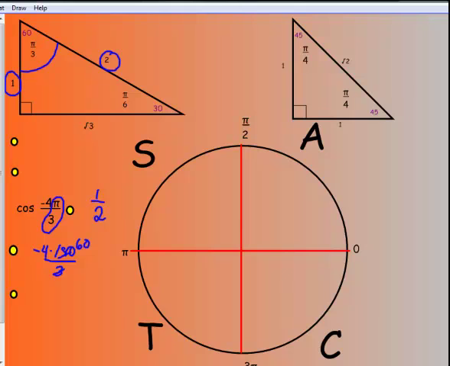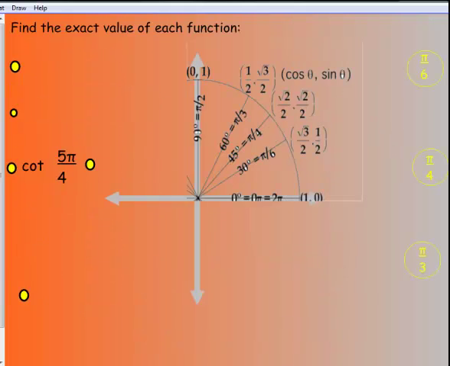Negative 240, so I'm going to go backwards 240 degrees. Backwards 90, backwards 180, backwards 240. That brings me into the second quadrant, where only sine is allowed to be positive, so therefore cosine must have been negative.